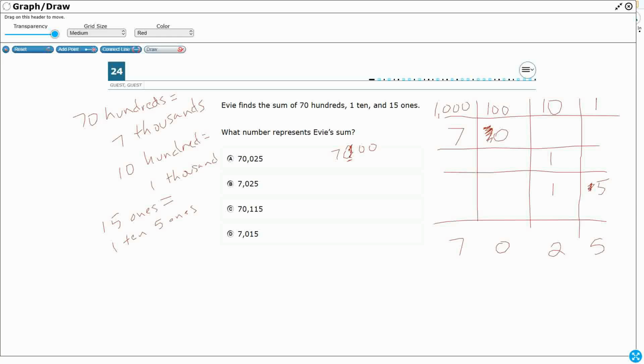And then I can take my 10, and then I can take my 15 ones, which we easily see as 110, 5 ones. And then we can do that, and you see we get the same answer. So this is the hardest part right here, the 70 hundredths equaling 7,000.